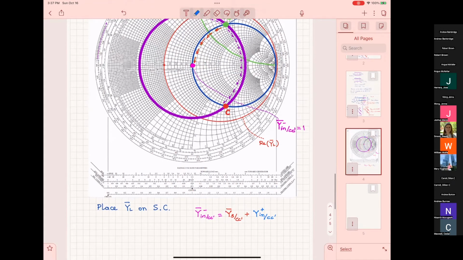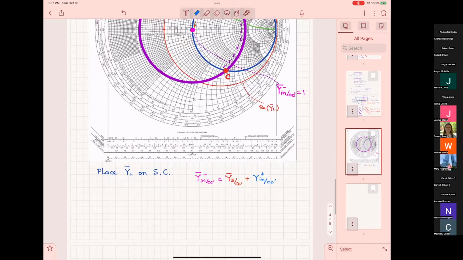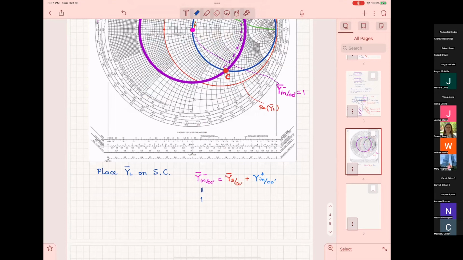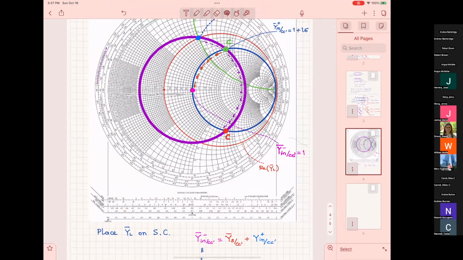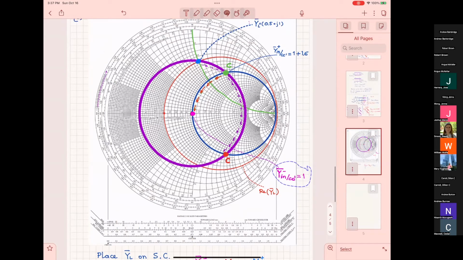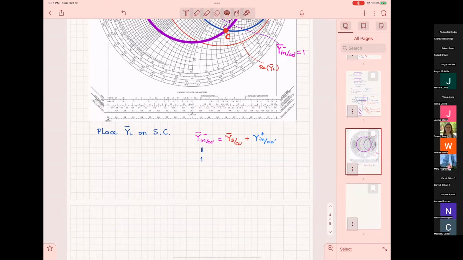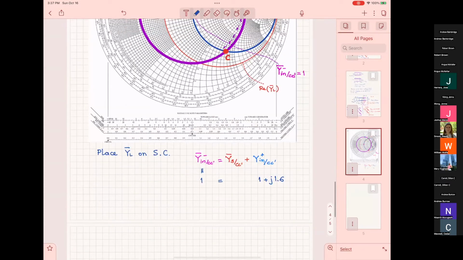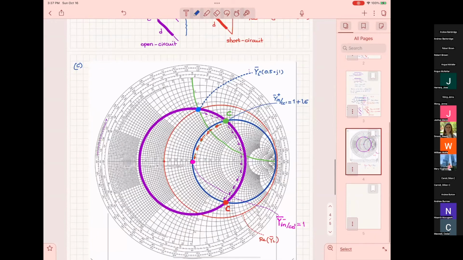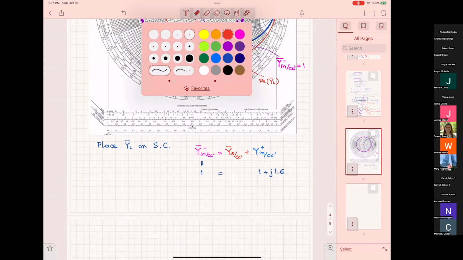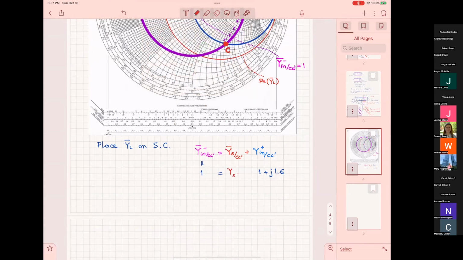So we have said that. Now I'm going to put things there. I know that this one is 1 normalized. I wrote it here at the center of the chart. The other one is 1 plus j 1.6. Did I put j there? I forgot a j. Well, okay. And then in between these two, I have ys at C prime.